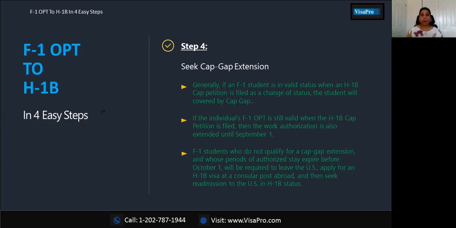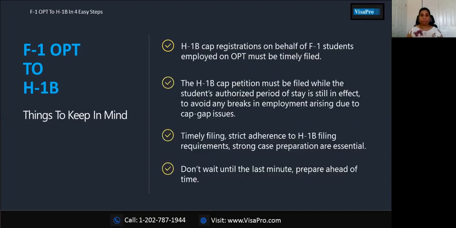F1 students who don't qualify for a CAP gap extension and whose periods of authorized stay expire before October 1st will be required to leave the US, apply for an H-1B visa at a consulate post abroad, and then seek readmission to the US in H-1B status for the dates reflected on the approved H-1B petition.